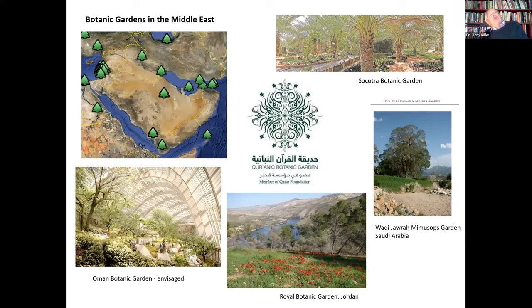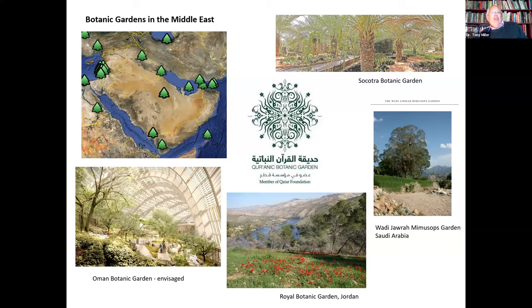The map on the top left shows proposed and established gardens, from large botanic gardens to small botanic gardens like the Socotra Botanic Garden and the Mimusops Garden in Saudi Arabia. All of these share the importance of communicating botanical issues, botanical problems. So I think the role of botanic gardens is going to be incredibly important. And it's interesting to note, of course, that this webinar is being hosted by the Qur'anic Botanic Garden in Qatar.